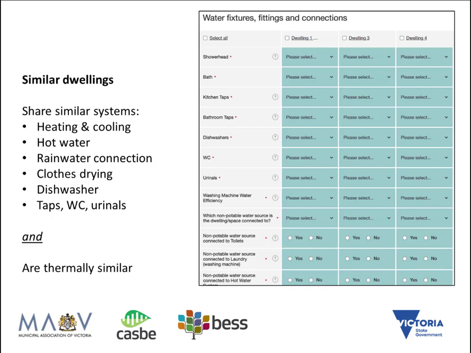Similar dwellings are dwellings that are both thermally similar and share similar systems such as heating and cooling, hot water, rainwater connection, fittings and fixtures. If the dwellings are the same in every way, except that some toilets are connected to a rainwater tank and others aren't, then they cannot be grouped together as they have a different systems design.